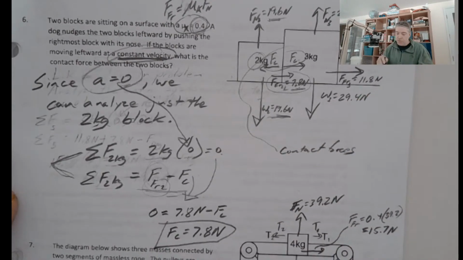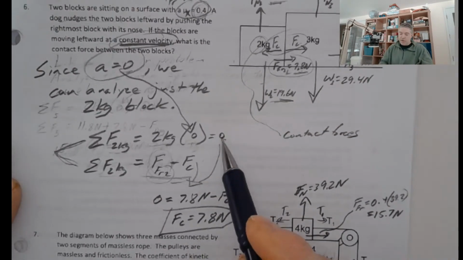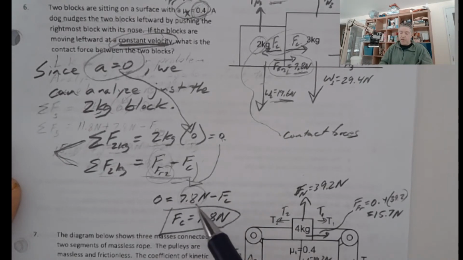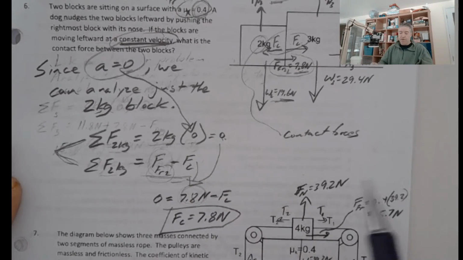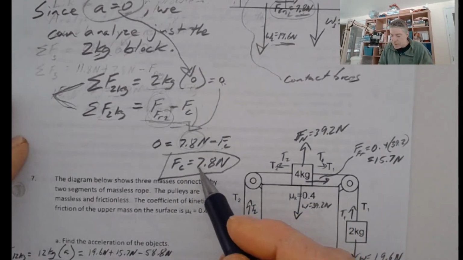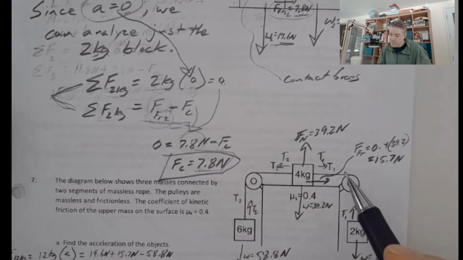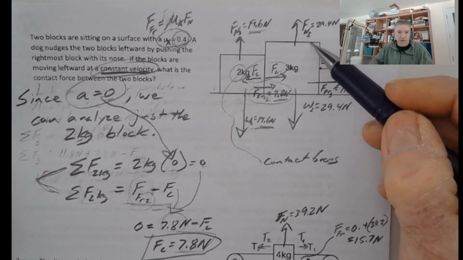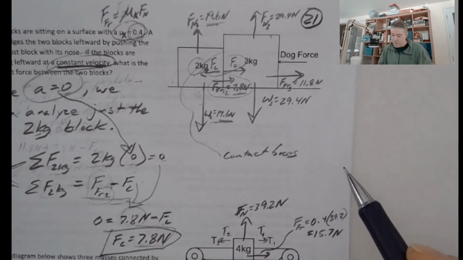So back to these equations. Net force is 0, and the net force is the force of friction, 7.8, minus the contact force. So if 7.8 minus the contact force is 0, then the contact force is 7.8. And I didn't need to find this force of friction or that weight or this normal force to do any of that.